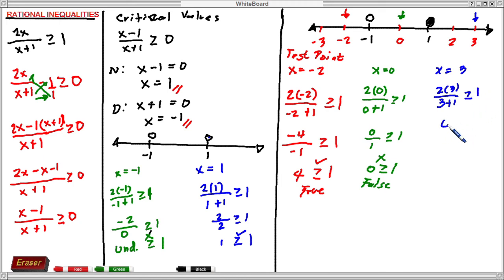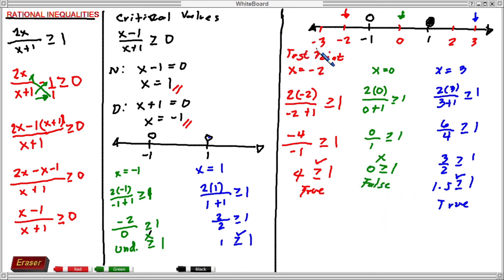And 2 times 3 is 6 all over by 3 plus 1 is 4. Greater than or equal to 1. Okay, 6 over 4 is 3 halves. Right? 3 halves is greater than or equal to 1, or 1.5 is greater than or equal to 1. Okay, so therefore 1.5 is greater than 1, right? So that is correct. So this is true. Okay, so this is true, this is false, and this is true.